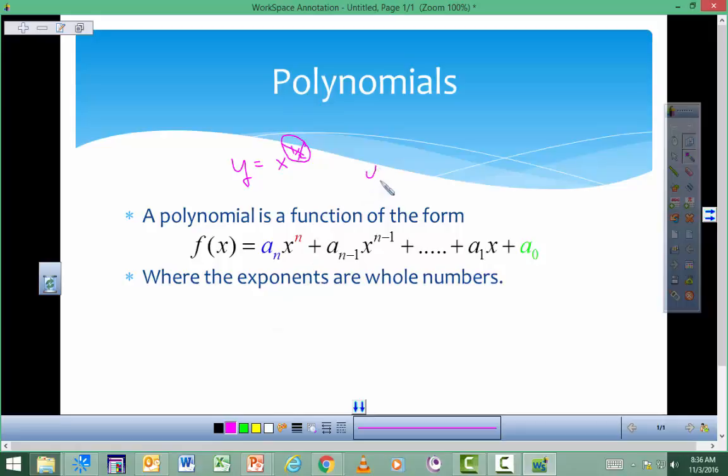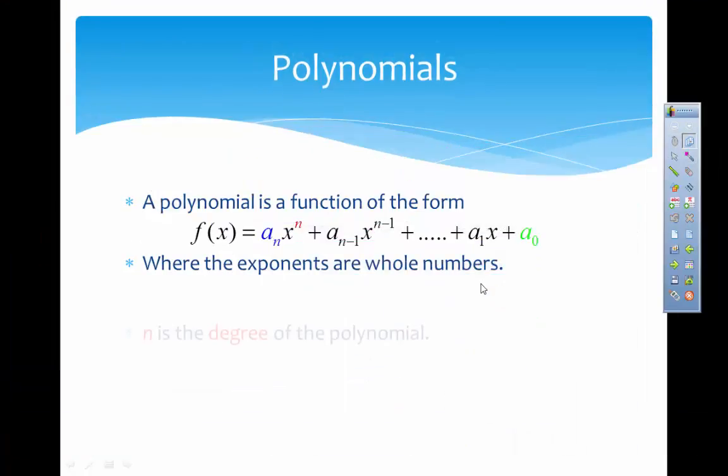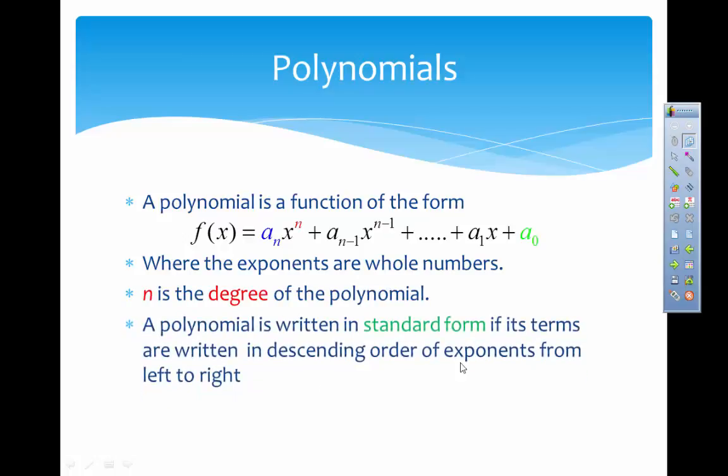Like we've had polynomials already. We've had a quadratic, for example, x squared plus 2x plus 5. There's our quadratic. And so there's certain things we want to know about polynomials. Certain new words that we're going to talk about. One of them is degree. So n is the degree of the polynomial, and then we have a couple other ideas.